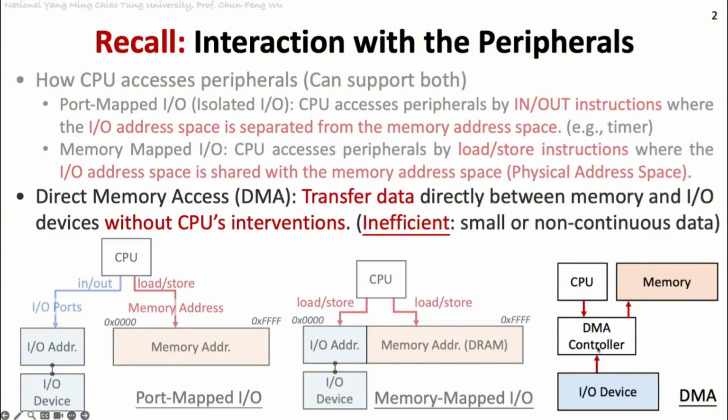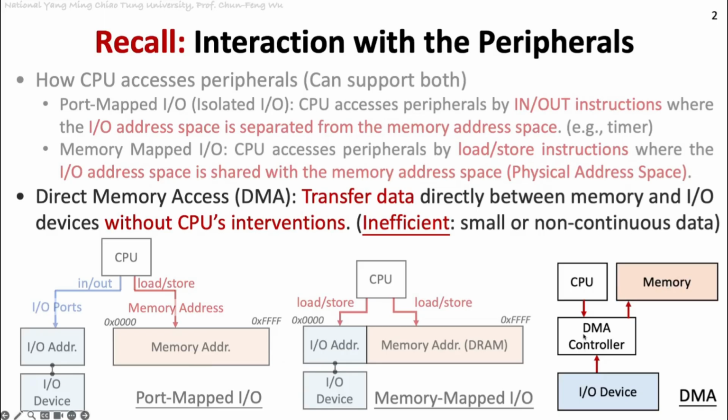And DMA controller can help to do the data transfer. So come to think about it, if there is no DMA controller, the CPU needs to move the data by itself from the I/O device to the memory, right? So the CPU will just sit there, or synchronously wait for the I/O completion. And it takes a lot of time because the CPU cannot switch to other work. Okay, so the DMA controller is here to solve this problem.